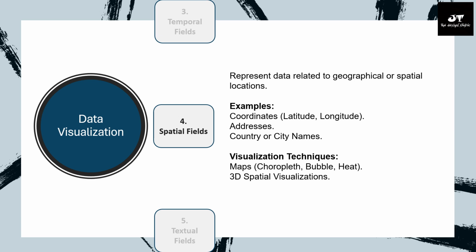The most effective visualization techniques for spatial data include choropleth maps, which use color gradients to represent data intensity across regions, bubble maps, which highlight varying data points across locations, and heat maps, which indicate density or concentration of data in a given area. More advanced applications may also use 3D spatial visualizations for a richer geographical analysis.